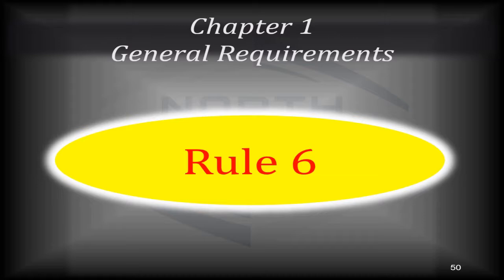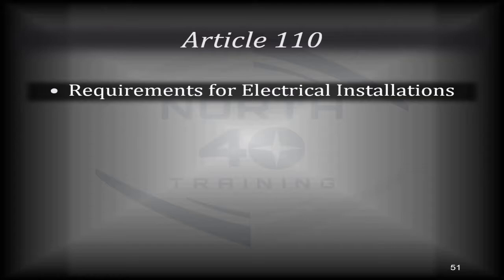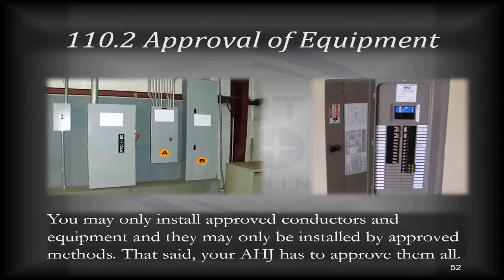Rule number 6, general requirements. Article 110 deals with the requirements for electrical installations. And more specifically, 110.2 deals with the approval of the equipment. You should only install approved conductors and equipment, and they are supposed to only be installed by approved methods. Okay, with that being said, the AHJ has the ability to approve all of them: the conductors, the equipment, and the method by which they're installed.